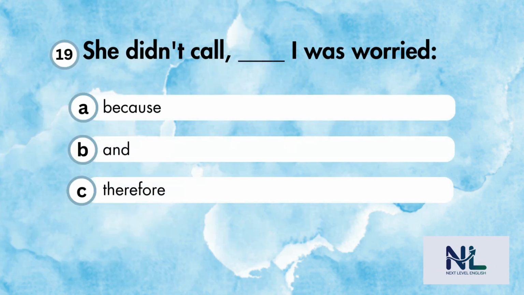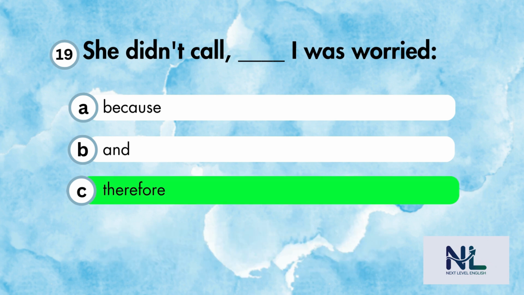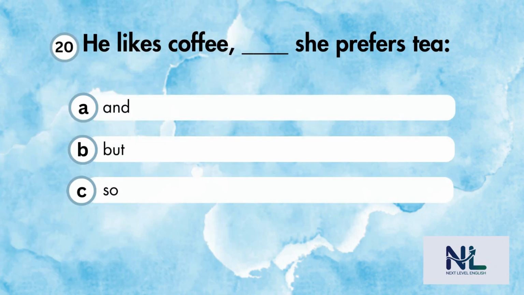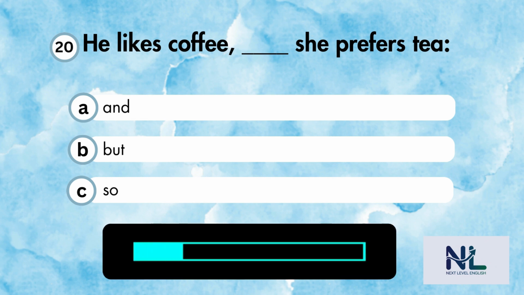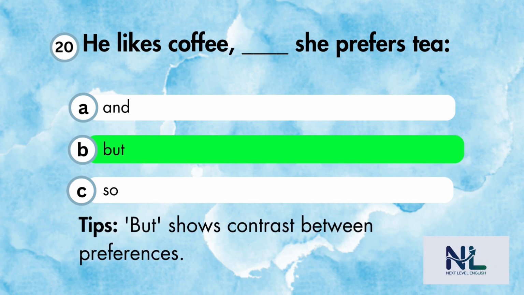19. She didn't call. I was worried. Therefore. Tips, therefore indicates a logical conclusion. 20. He likes coffee. She prefers tea. But. Tips, but shows contrast between preferences.